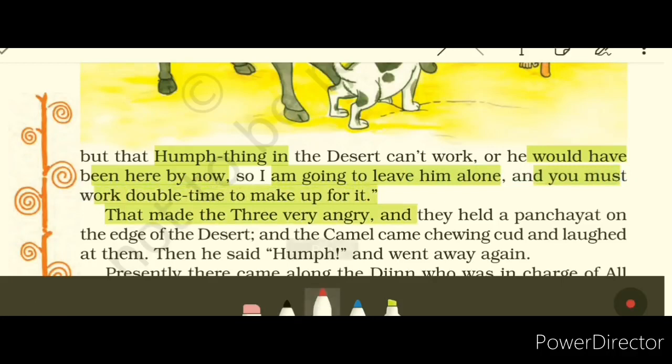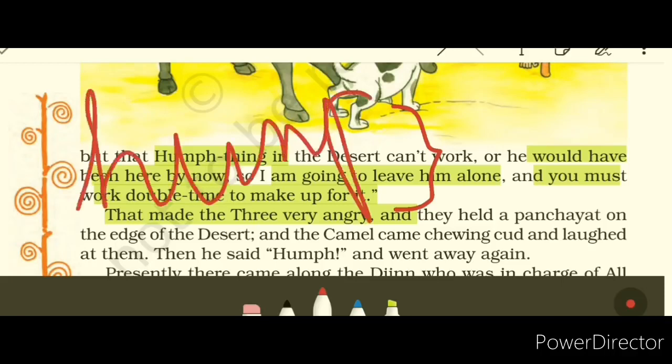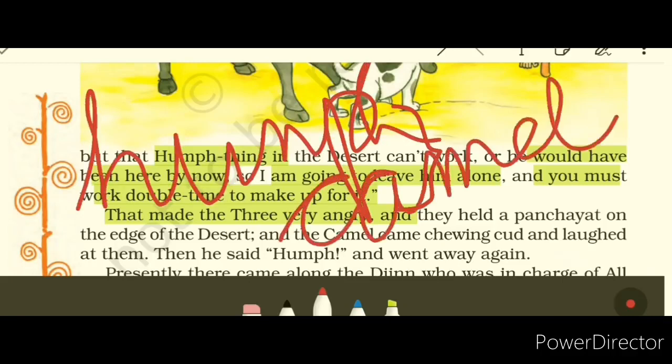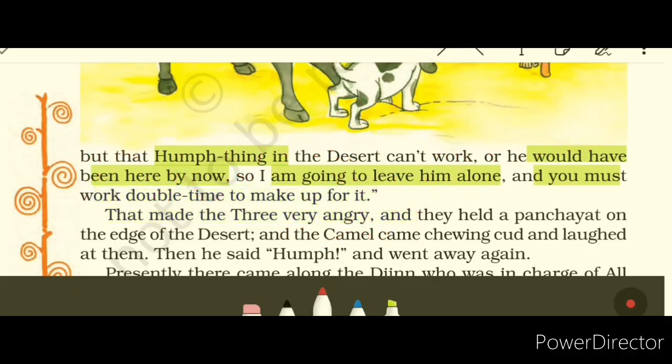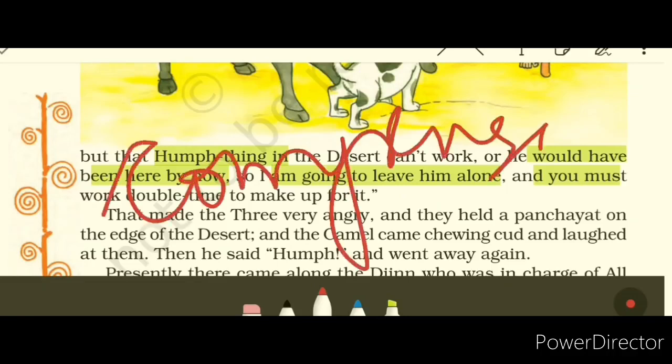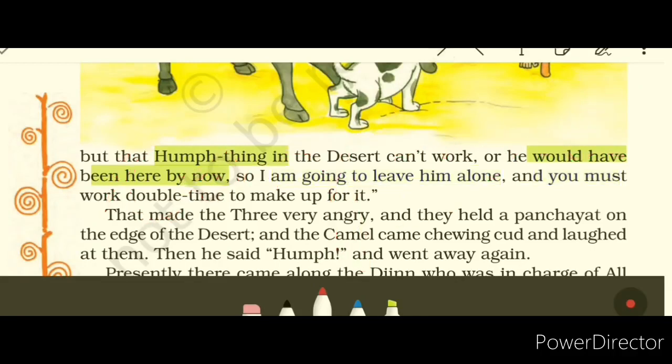Oh, so there is this heavy-hearted announcement for the other animals. The man says, "Because this hump thing, this camel, is not able to walk, the rest of you have to work in double shift. It means you have to do double the work you're doing so as to compensate for the time lost, as the camel is not working at all. You have to make up for the lost time." That's what the man said, isn't it?